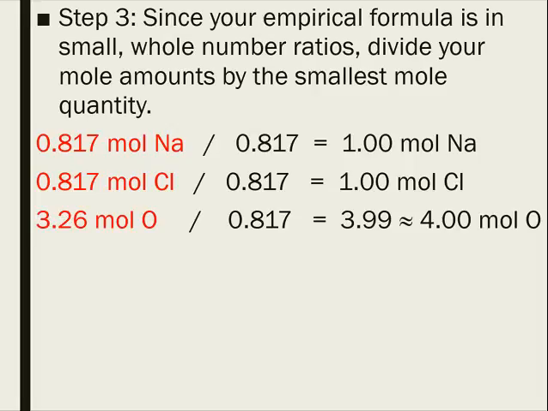0.817. Again, since your empirical formula is in small whole number ratios, divide your mole amounts by the smallest mole quantity, which is 0.817. After carrying out that calculation, we have the ratio 1 mole of sodium to 1 mole of chlorine to 4 moles of oxygen.